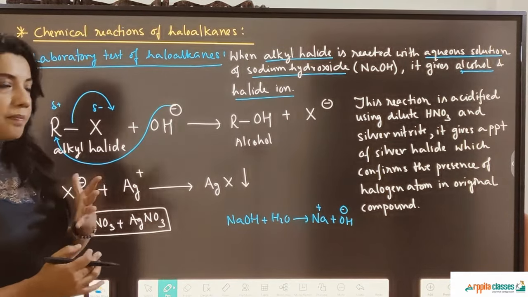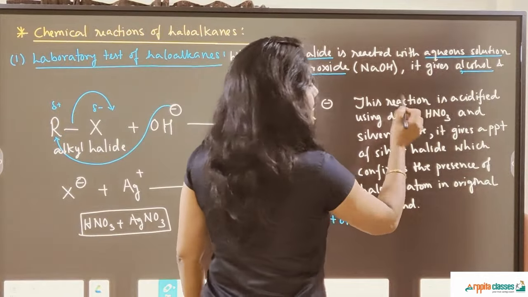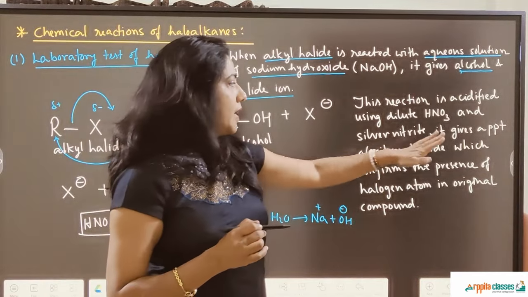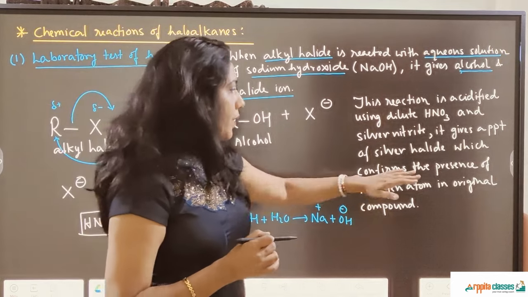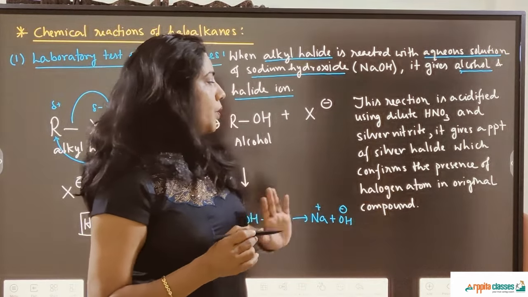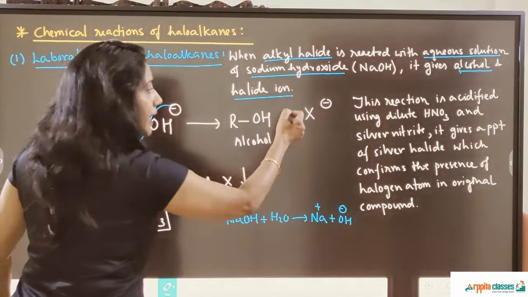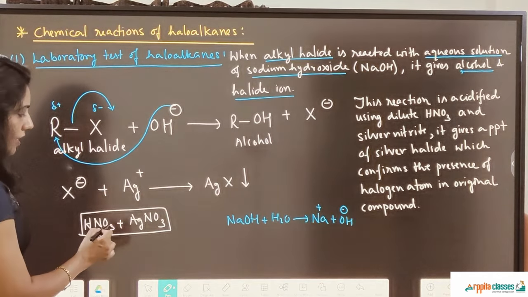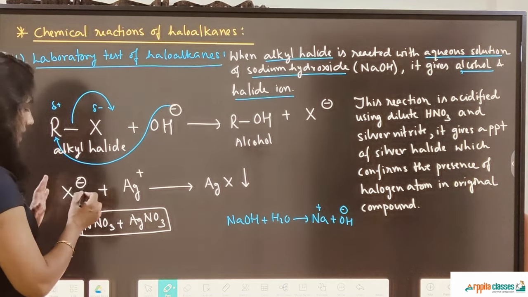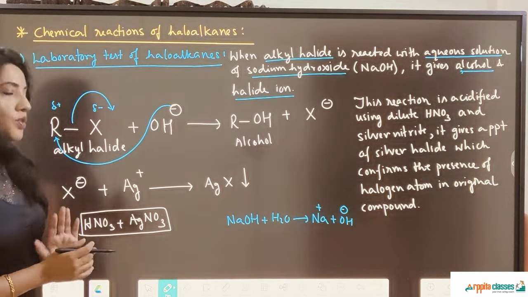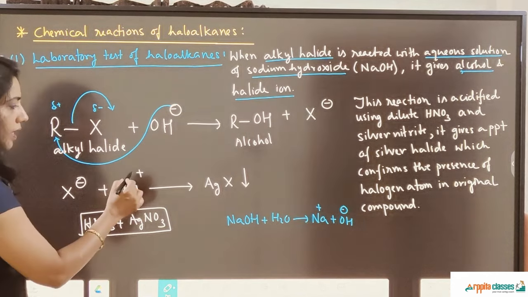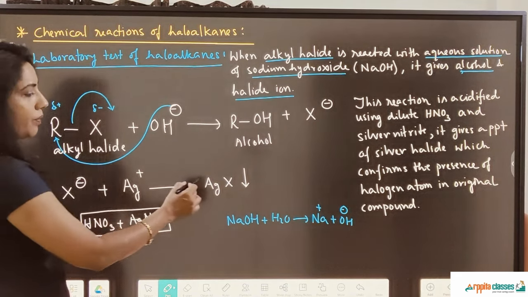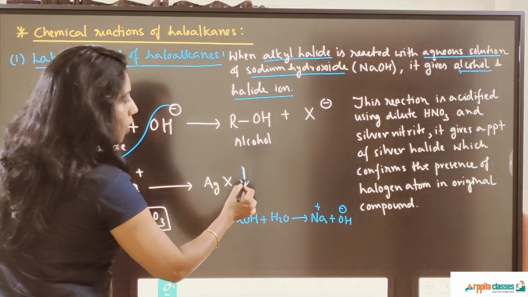Now the second part of this reaction is, this is acidified with dilute HNO3 and silver nitrate. It gives a precipitate of silver halide, which confirms the presence of a halogen atom in the original compound. So the halide ion, which is coming out in this reaction, is treated with HNO3 and AgNO3. So this mixture will give rise to Ag plus ion, and this Ag plus will react with the halide ion to give you AgX. We will get a precipitate of AgX.